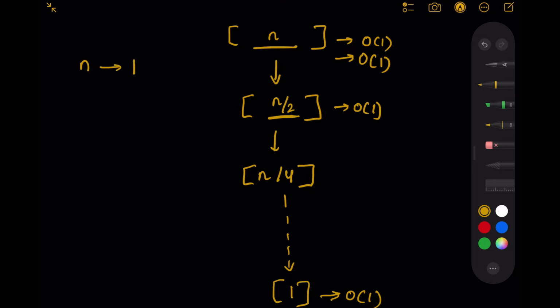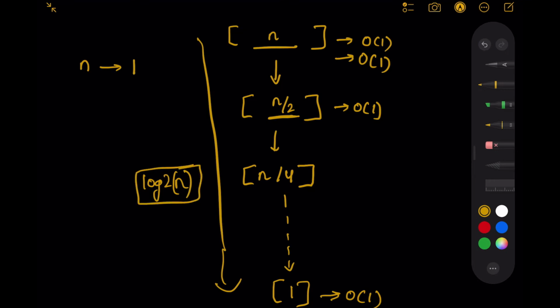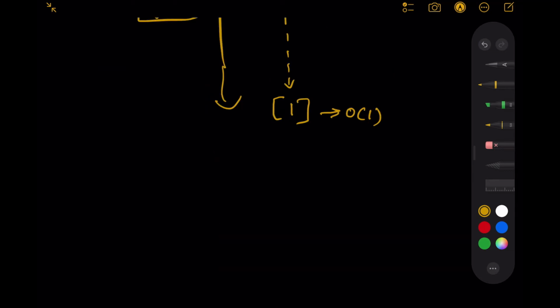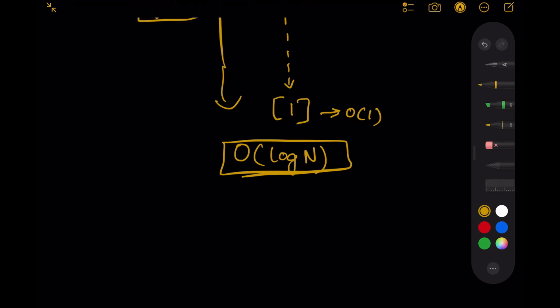We know that the total number of steps in this tree are basically going to be log n to the base 2. These are the total number of steps for reducing n to 1 if we constantly keep dividing it by 2. So the final time complexity that we have for binary search is going to be big O of log n, because that is the total number of operations we are going to do in the worst case scenario, when the element does not exist in the array.